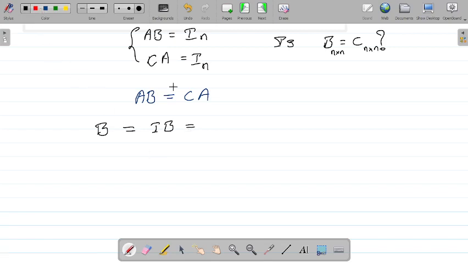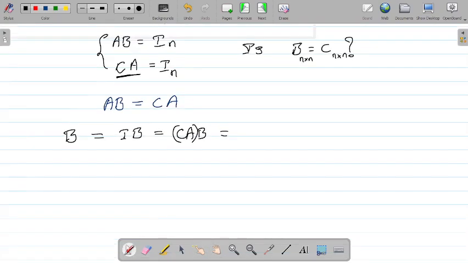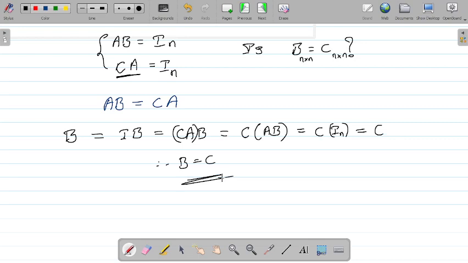Okay, so now I'll do one thing. This identity I'll replace with CA, that is CA into B. And then what will I do? Then I'm going to write it as C times, using the associative property, this is same as C times AB. But you know what is AB? That is identity. That is C, that's it. Therefore, B equal to C. Over. There is no question of maybe now.